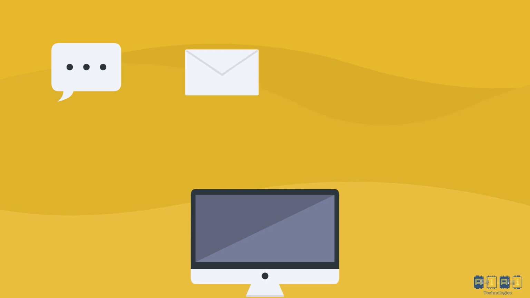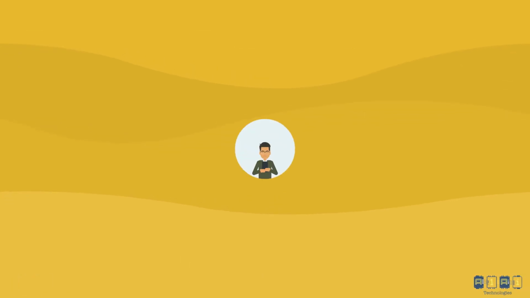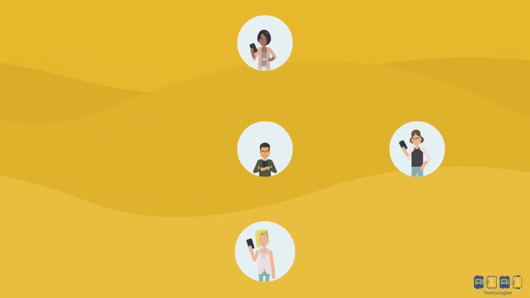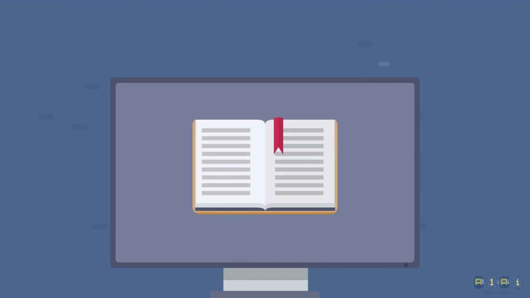On the internet, you've probably made a post on a social media platform, sent an email, read a news article online, or even bought a new shirt. Regardless of what platform you have used, you are continually sharing information digitally. Digital literacy is the ability to do all these things and more on the internet.